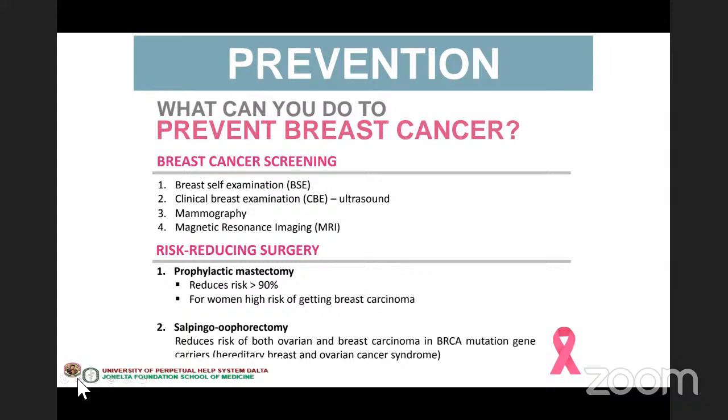Okay, if you have high risk, you could do risk reduction surgery. So you could do a prophylactic mastectomy. This reduces risk by more than 90% for women who have a high risk of getting breast carcinoma. Think Angelina Jolie. Okay? You can also do prophylactic salpingo-oophorectomy. This reduces the risk of both ovarian and breast carcinoma in BRCA carriers.